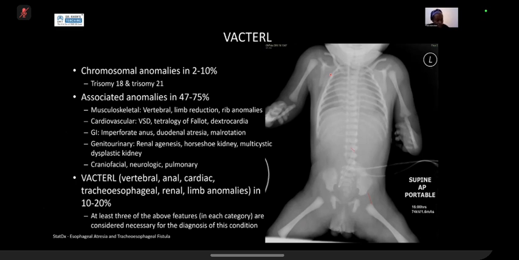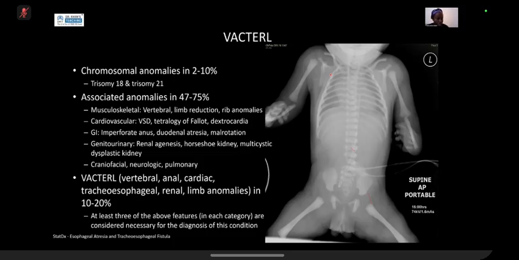They can have a scoliosis. They can have caudal regression, which is where the conus terminates high, and they will often get sacral anomalies with that. They can get rib anomalies. They can get tetralogy of Fallot and dextrocardia. They can get distal atresias in the small bowel. They can present with malrotation. So there's an endless list of different abnormalities that are associated with this.